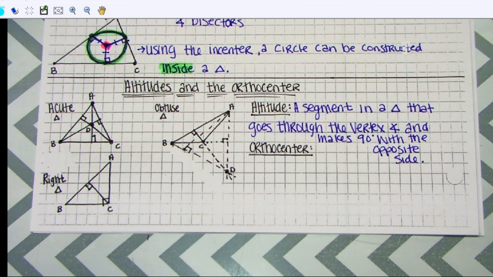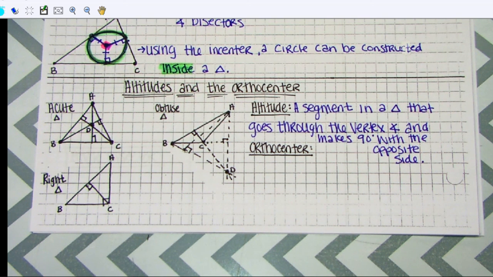So depending on the type of triangle, the altitude might go outside of the triangle. Because the altitude's main goal is to make 90 degrees. That's its only purpose. Start at a vertex angle and meet another side, make 90 degrees. That's all it does. And it doesn't cut a side in half. It doesn't do pretty much anything else other than 90 degrees.